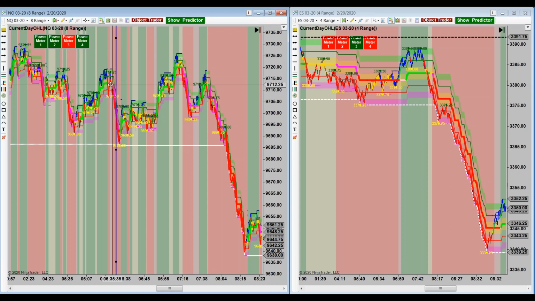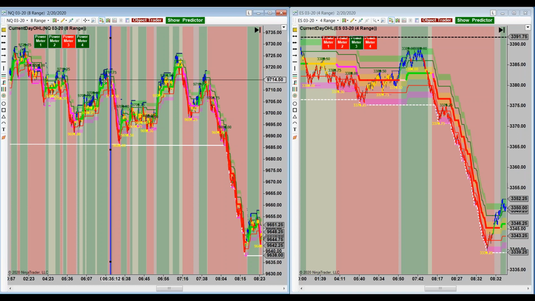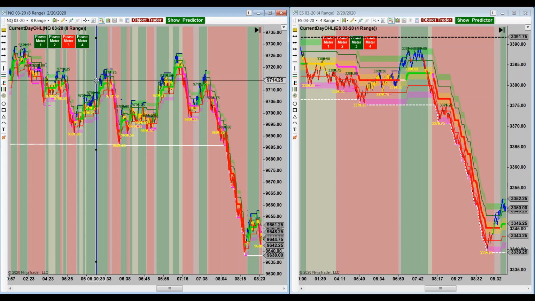Oh, it's 636. Let's get it back to the open. 635, 632. There's 630 right there. Now, in the pre-market session, if you were to put two lines on the NASDAQ chart, could you not have put lines that look something like this? You would have had a lot.